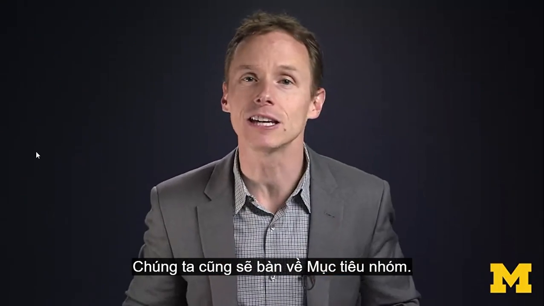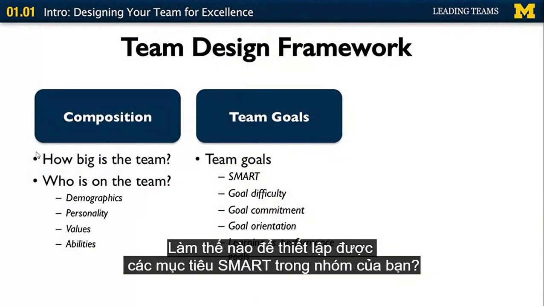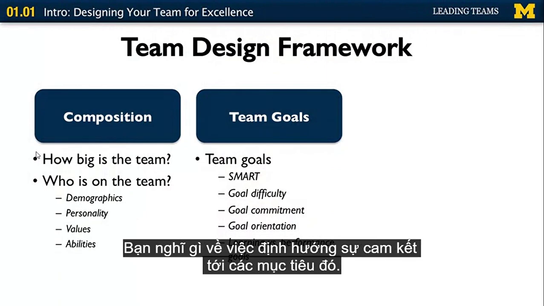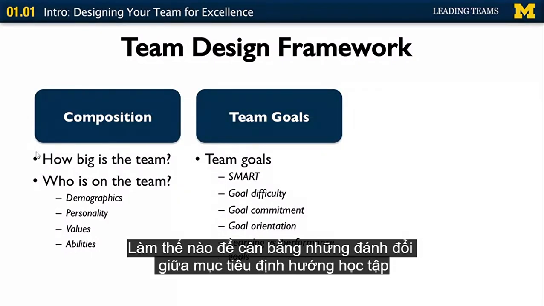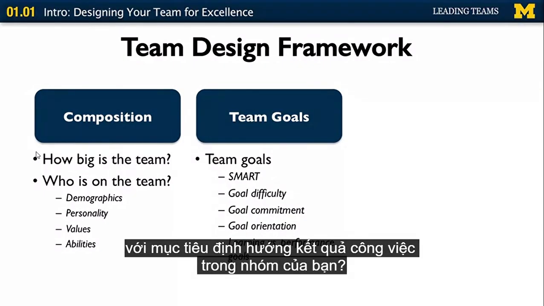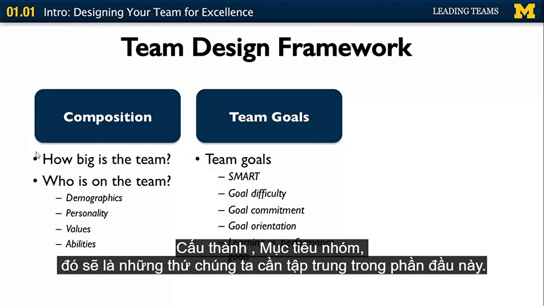We'll also talk about team goals. How do you establish SMART goals in your team? How do you think about driving commitment to those goals? How do you balance some of the trade-offs between learning-oriented goals versus performance-oriented goals in your team? Composition and team goals will be our focus in this first session.